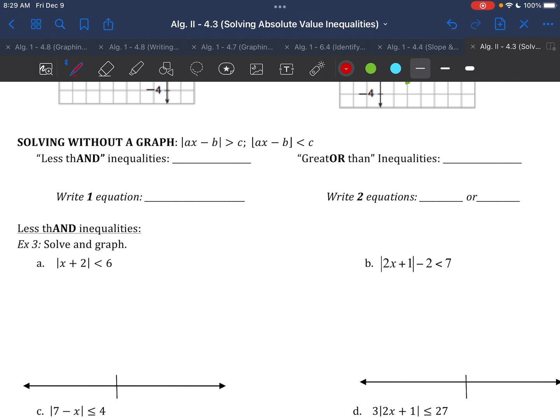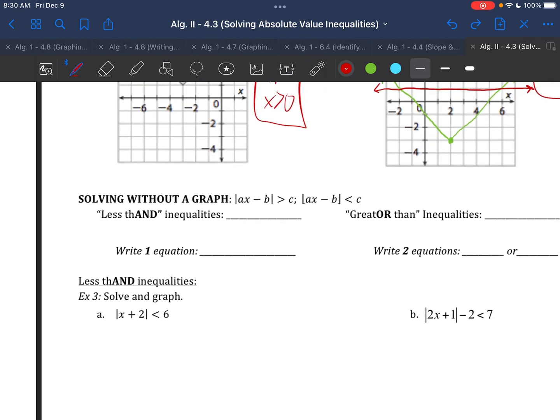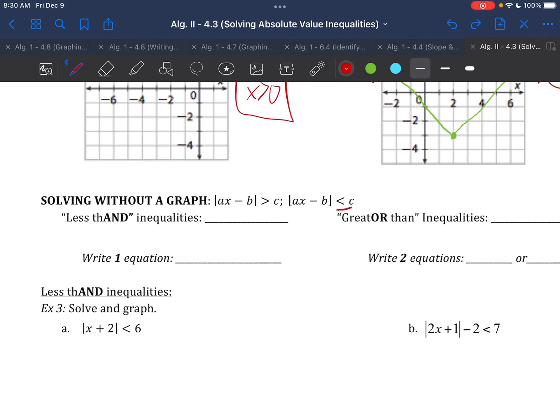Now, how are we going to solve without a graph? This is what we'll do a lot more often. So you can either have the absolute value of something is greater than some number c, like we had on example 1a, it's greater than 4, or you can have the absolute value of something is less than c, like we had on example b.